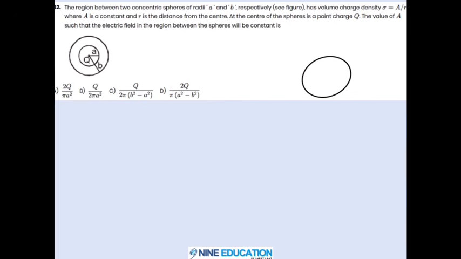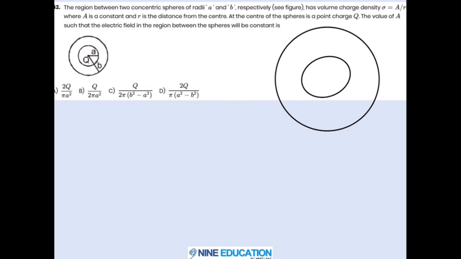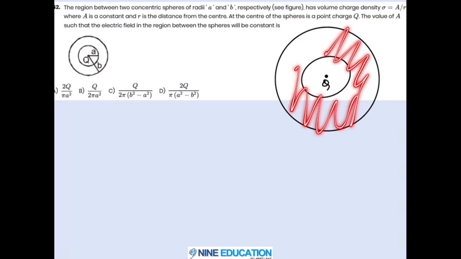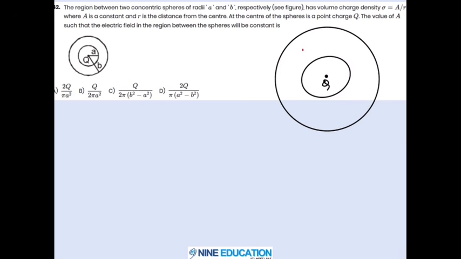So this is the inner sphere, this is the exterior sphere, and there is a point charge at the center, which is Q, right? And this region between the spheres is having a volume charge density equal to A by R. Now what you do, you take a Gaussian surface between this, like this. Take a Gaussian surface, which is at a distance of R from the center. Now try to apply the Gauss law for this Gaussian surface.